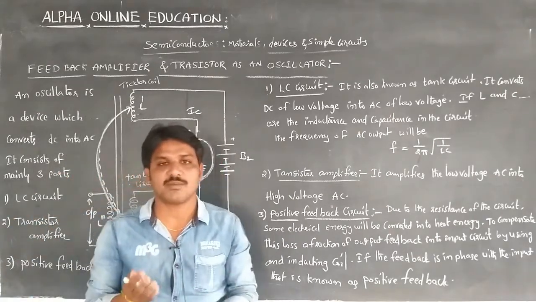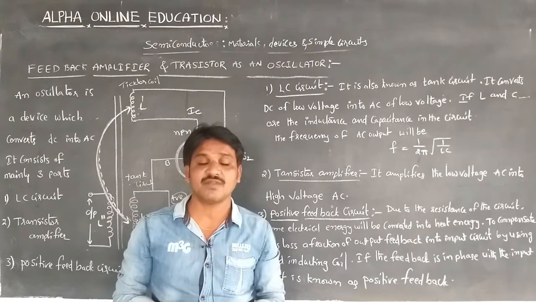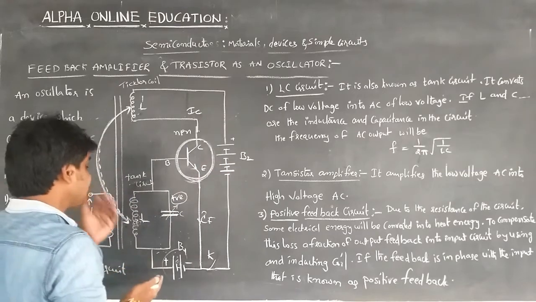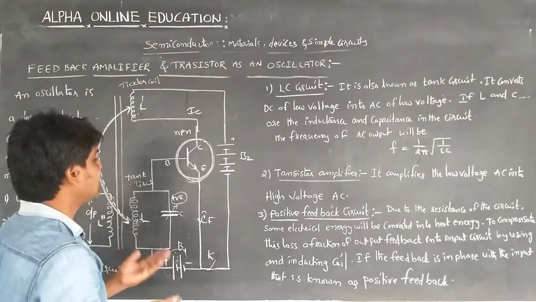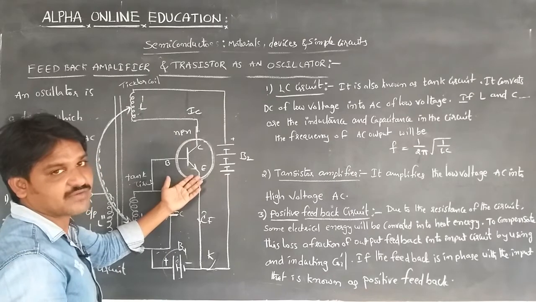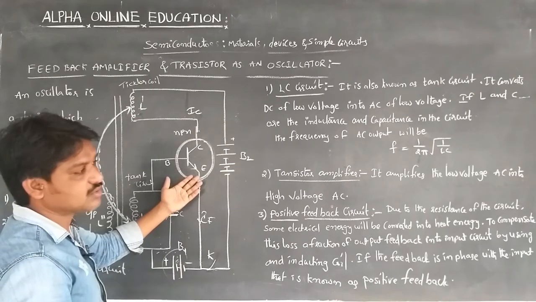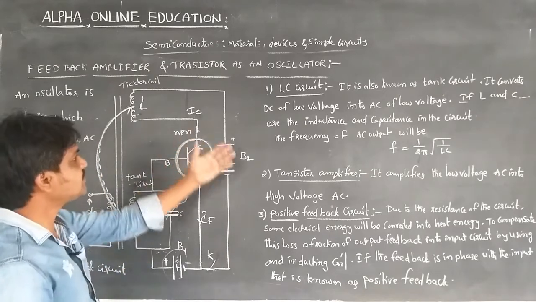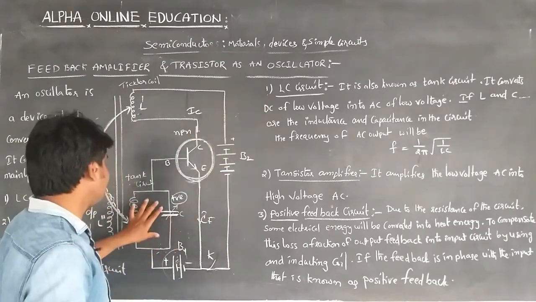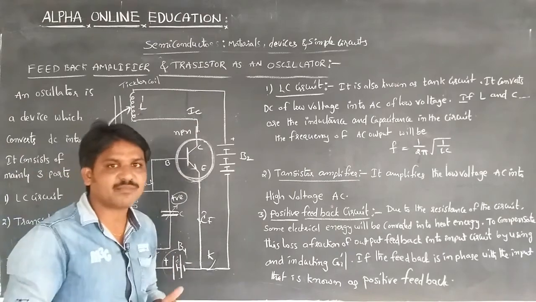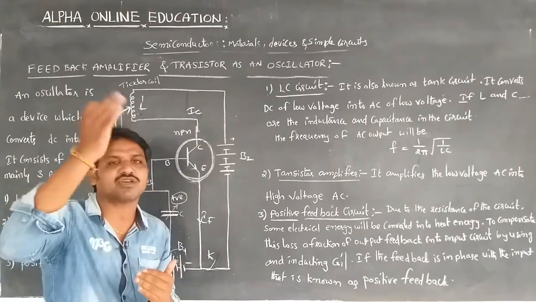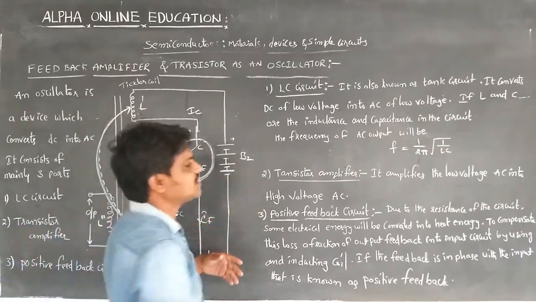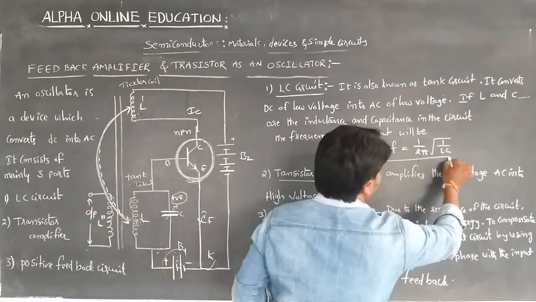The transistor amplifier will increase the low voltage of AC into the high voltage of AC. So the three parts work like this. The LC circuit means that due to this circuit the oscillations happen from cutoff to saturated to cutoff state. The frequency of oscillations is f equals 1 by 2 pi root L C.